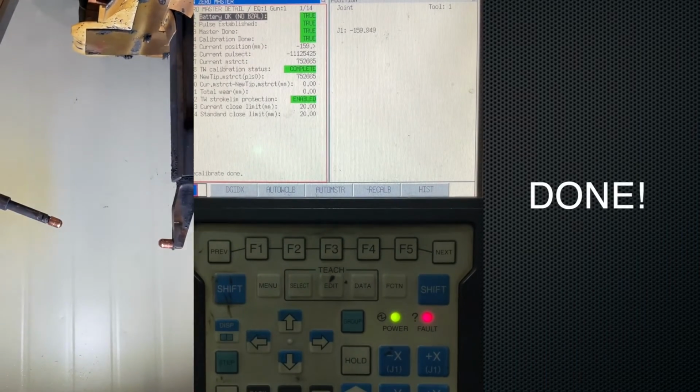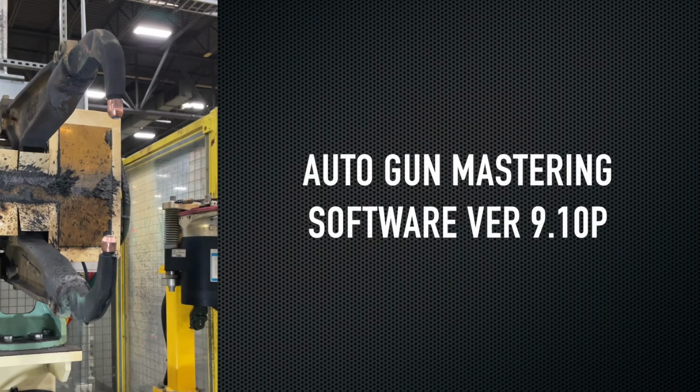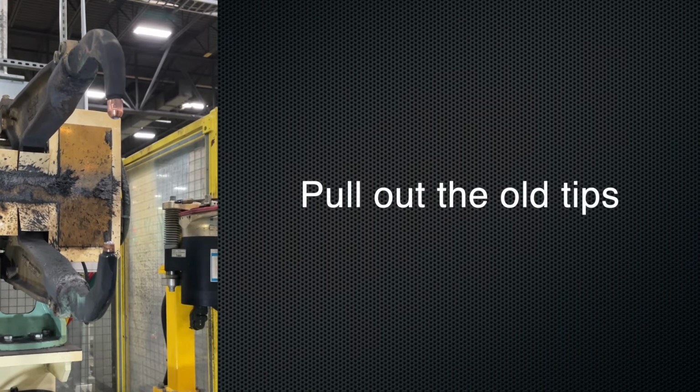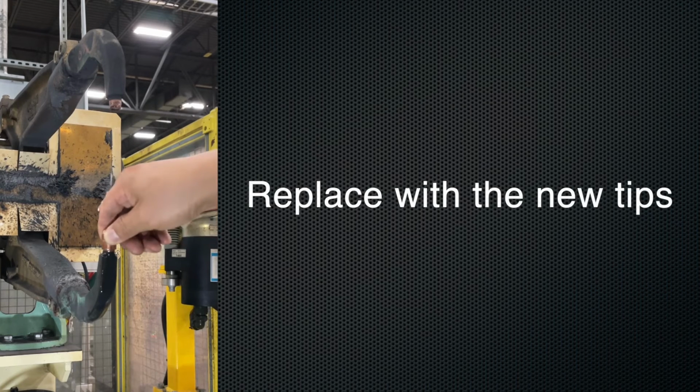Done. Auto Gun Mastering, Software Version 9.10p. Pull out the old tips. Replace with the new tips.